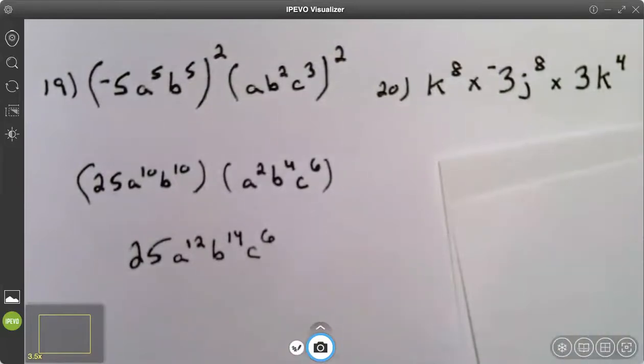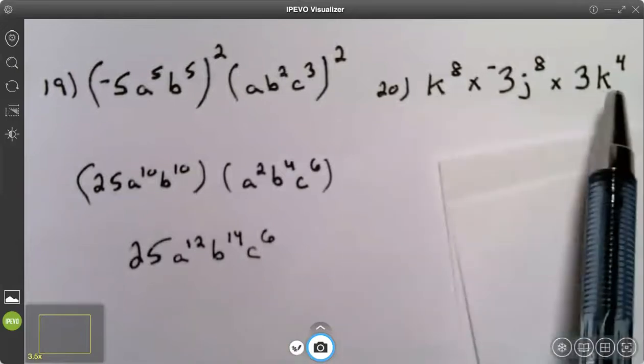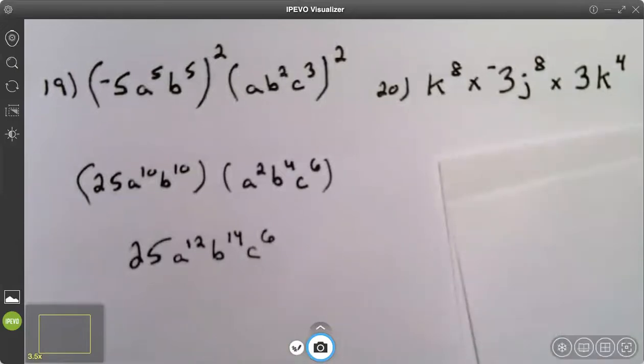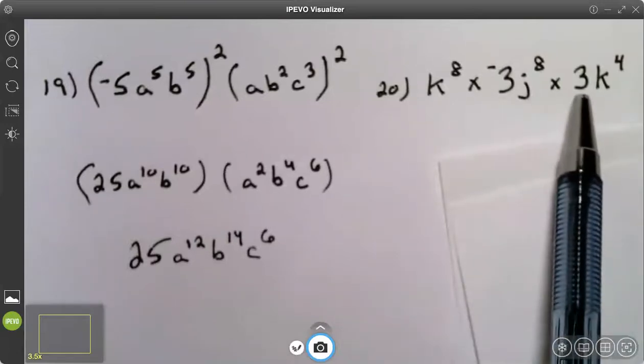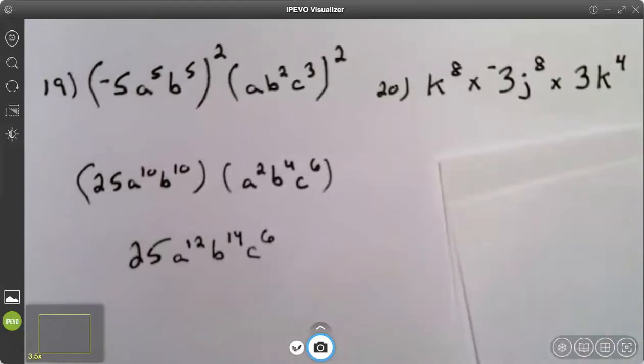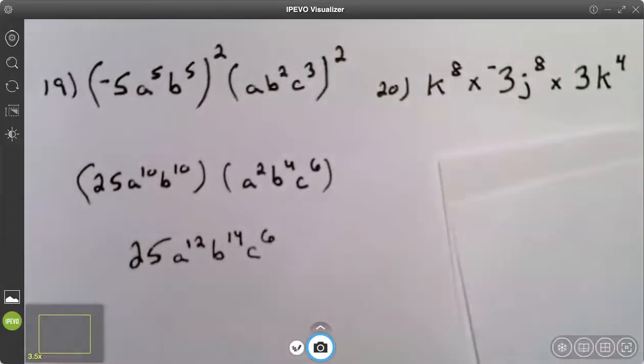On number 20, you got 2 things to do. Actually, you have 1 thing to do. K to the 8th times k to the 4th is k to the 12th, and you do have 2 things to do. Also, negative 3 times 3 times 1 is negative 9. So multiply your coefficients together: 1 times negative 3 times 3, which is just negative 3 times 3, negative 9.